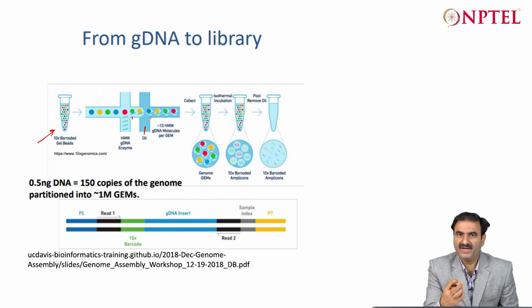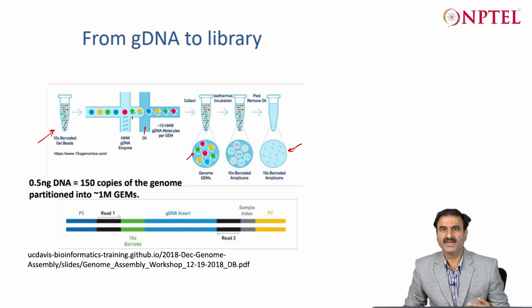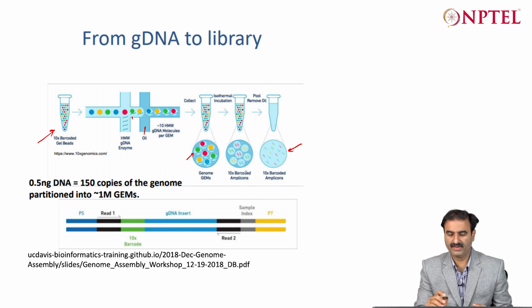So basically it is a beads-in-oil emulsion kind of thing, and you can see each of these beads with DNA inside the oil emulsion, followed by the isothermal incubation to amplify the DNA, and also attach the barcodes to each of the DNA fragments which were attached to each of these beads. Then the oil is removed and the 10x barcoded amplicons, because you also performed one amplification step for these fragments that were attached to the beads.